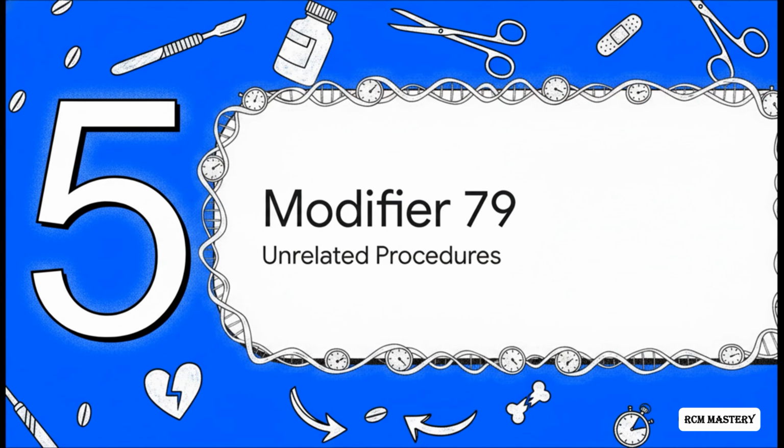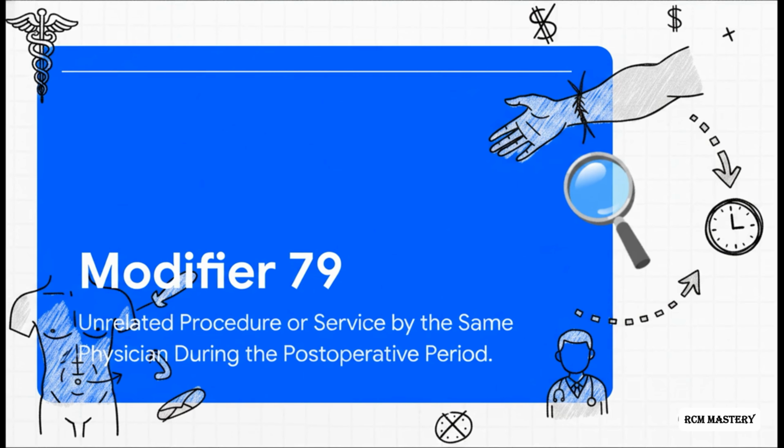Finally, we have Section 5, Modifier 79. This is for unrelated procedures, meaning completely new issues. Modifier 79 is defined as an unrelated procedure or service by the same physician during the post-operative period. Imagine a patient has major abdominal surgery, but then 3 weeks later, they trip, fall, and severely break their arm, and the same doctor has to surgically repair it. That arm surgery has literally zero relation to the abdominal surgery, right? That is the perfect time to use Modifier 79.